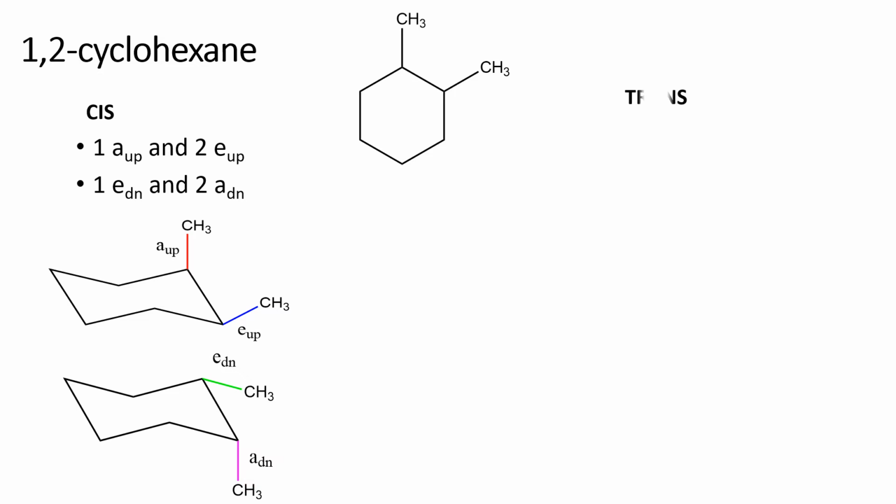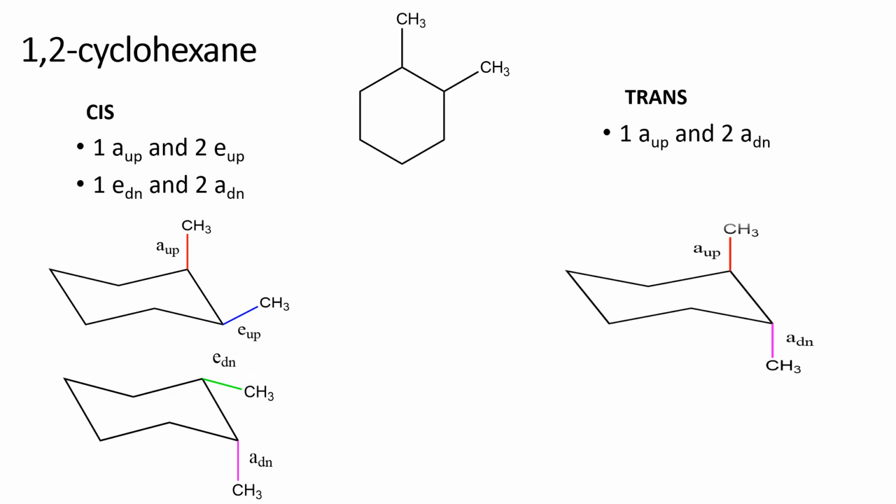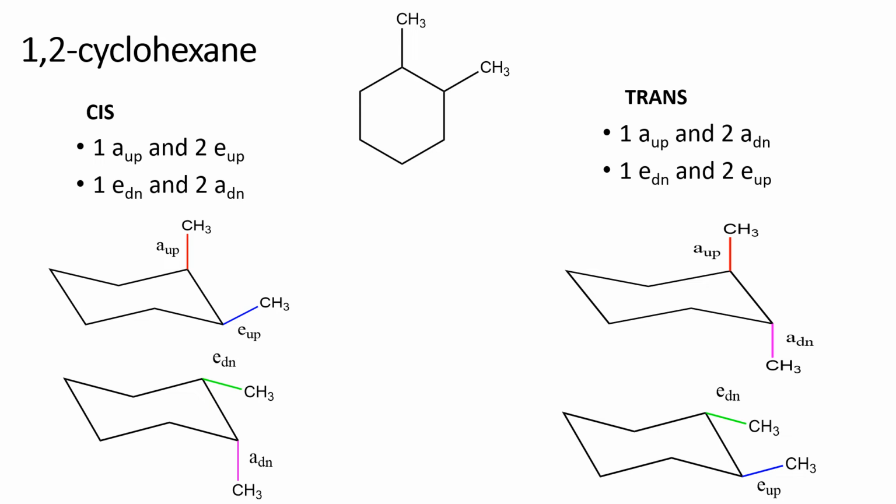Likewise, for the trans conformation, one should be up and one should be down. For example, axial up and axial down. In the same way, equatorial down and equatorial up. So these are the conformations of the 1,2 cyclohexane ring.